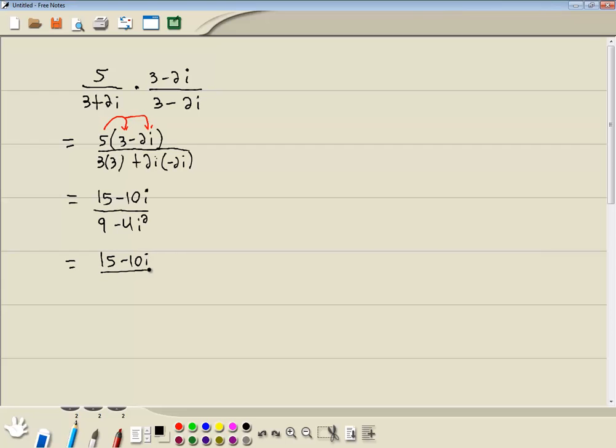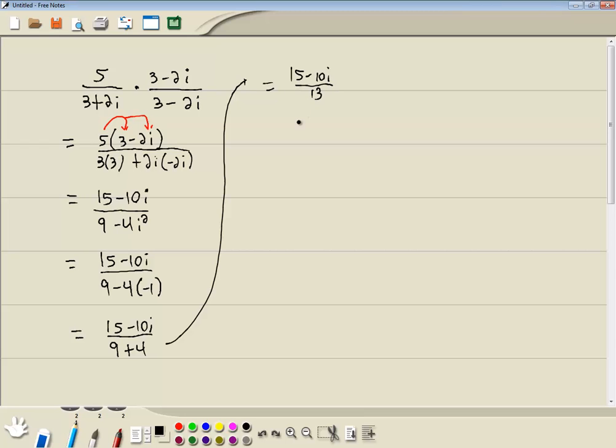Now we never want i squared, so we're going to immediately rewrite that. The i squared we can replace with negative 1, which then gives us 15 minus 10i over 9, negative 4 times negative 1 is a positive 4, which gives us 15 minus 10i over 13.